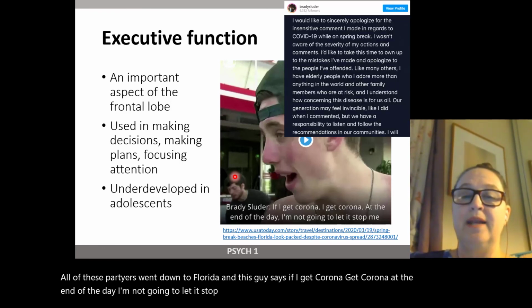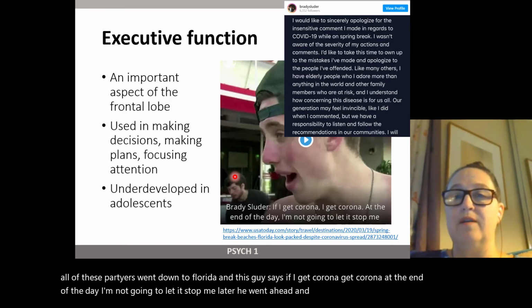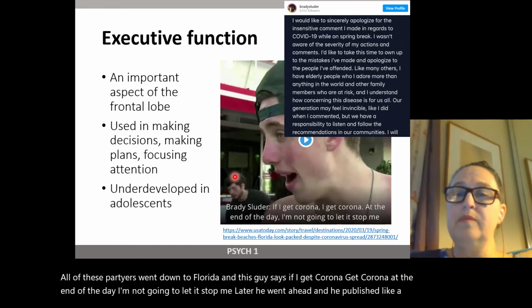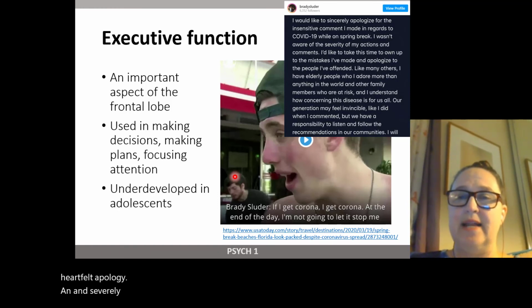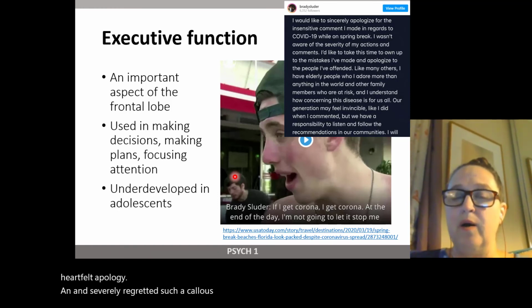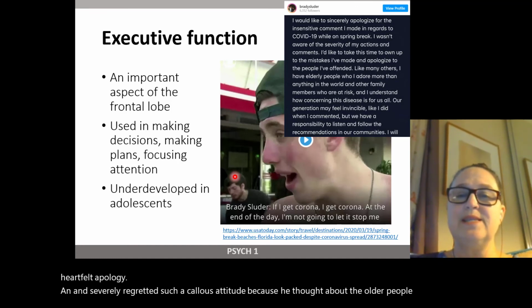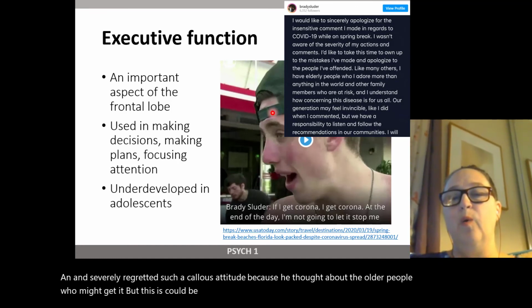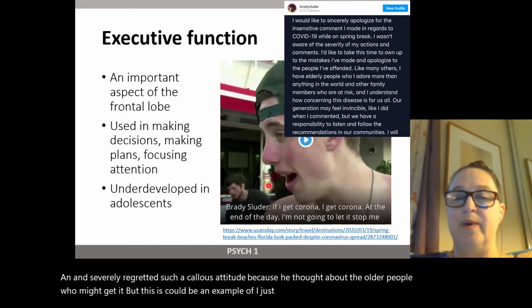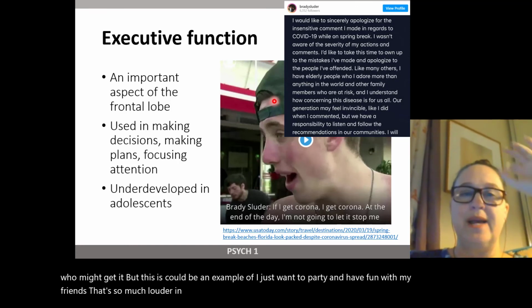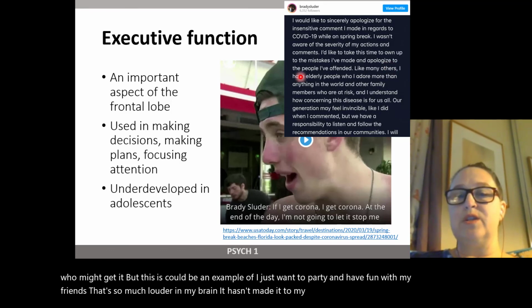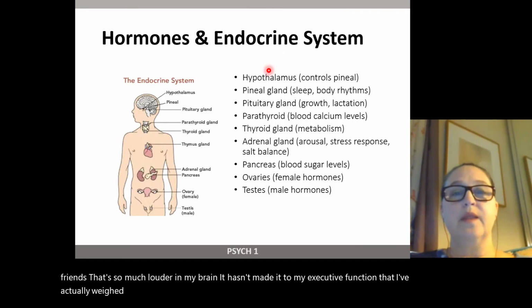Later, he published a heartfelt apology and severely regretted such a callous attitude because he thought about the older people who might get it. But it could be an example of, I just want to party and have fun with my friends. That's so much louder in my brain. It hasn't made it to my executive function that I've actually weighed the risk.